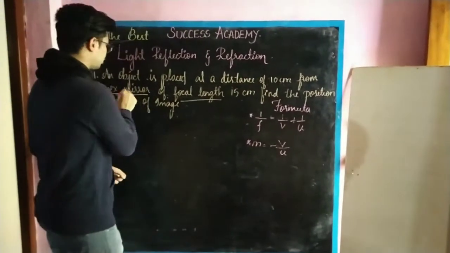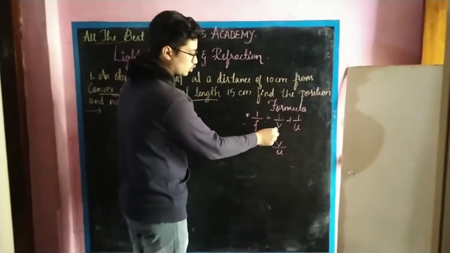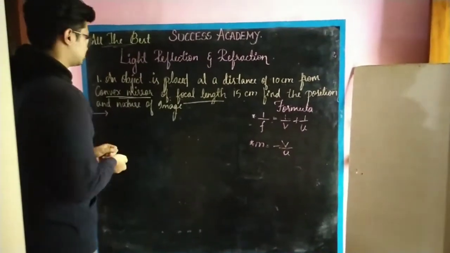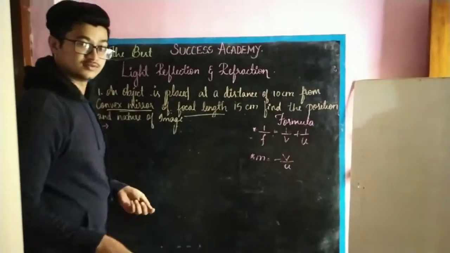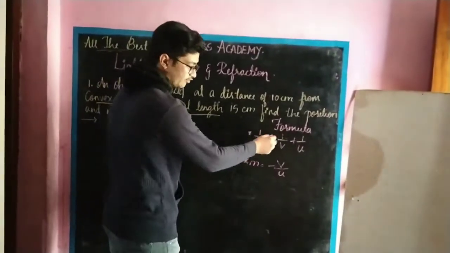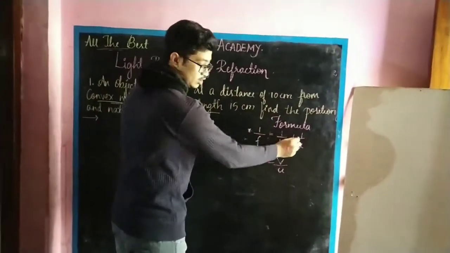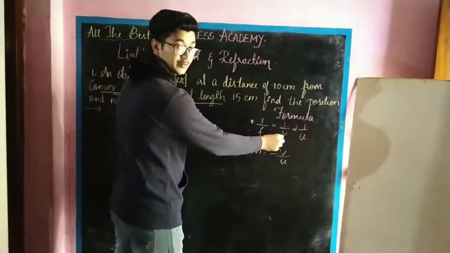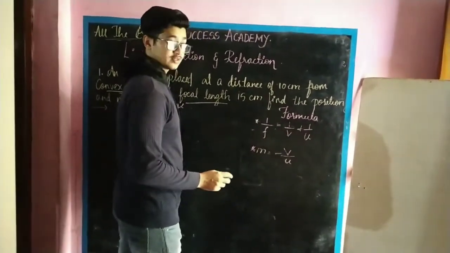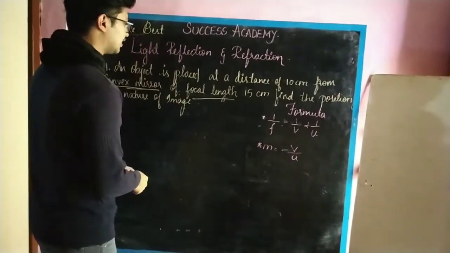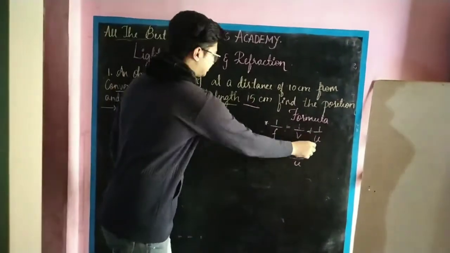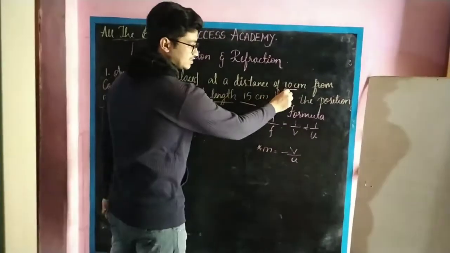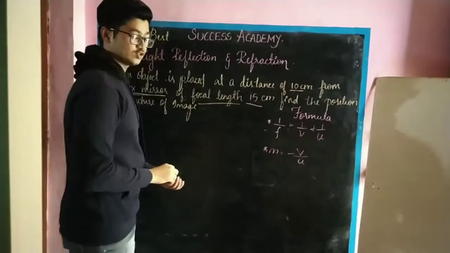The mirror formula, friends, is 1/f = 1/v + 1/u. This is the formula for a mirror. Here u represents object distance, v represents image distance and f is the focal length. In this problem they have given a focal length of 15 cm and an object distance of 10 cm, friends. In a convex mirror we take object distance as negative. It is negative. Let us solve.